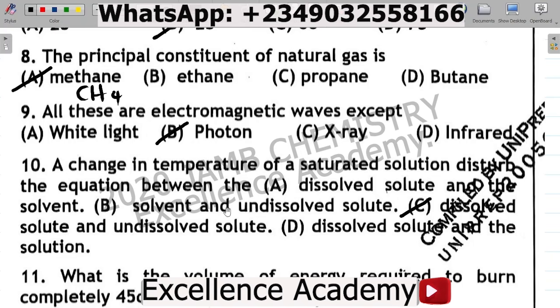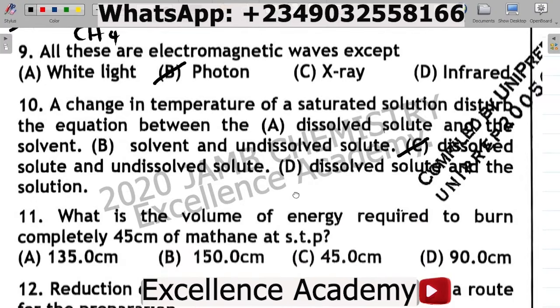You want to take note that temperature plays a vital role in equilibrium and the solubility of liquid. So therefore, a change in temperature of a saturated solution will alter the equilibrium between the dissolved and undissolved solutes. So that's your correct answer. All right, so take note of this.